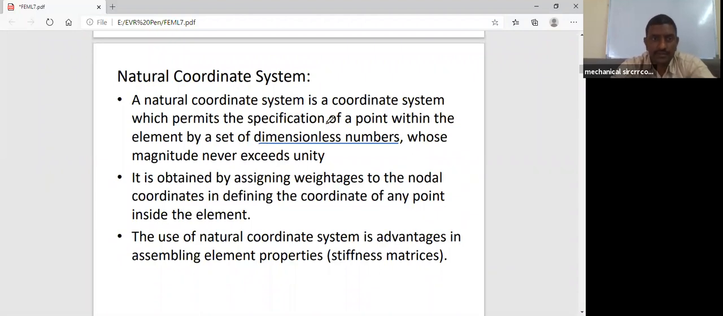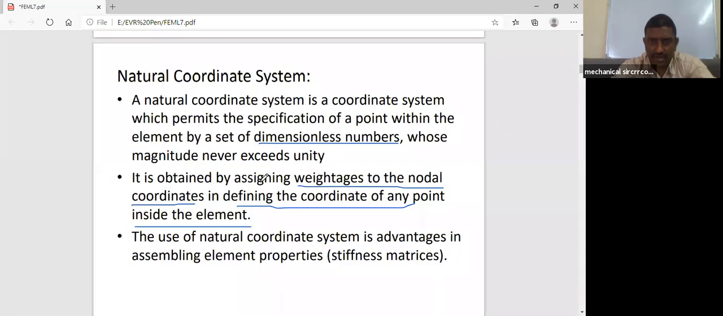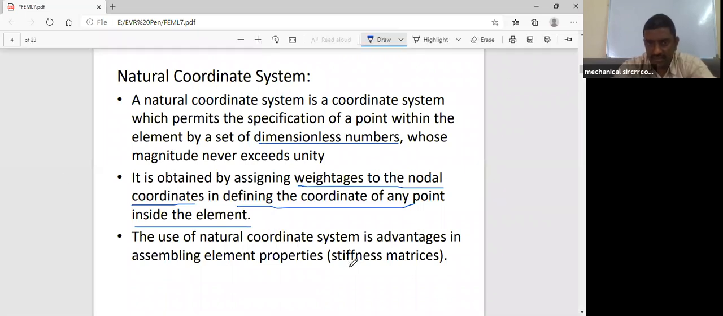This natural coordinate system is obtained by assigning weightages to the nodal points or nodal coordinates in defining the coordinate of any point inside the element. The advantage of this natural coordinate system is in assembling the element properties. While assembling the element equations, this coordinate system is very useful, while deriving the stiffness matrices.